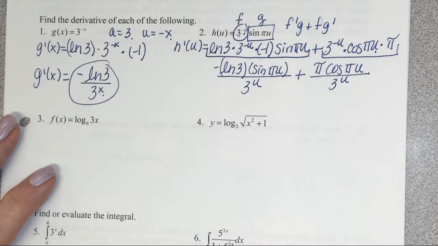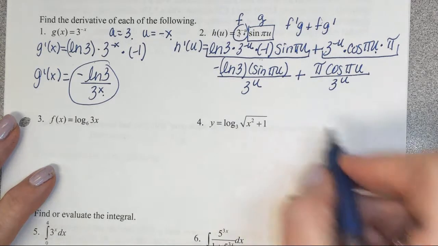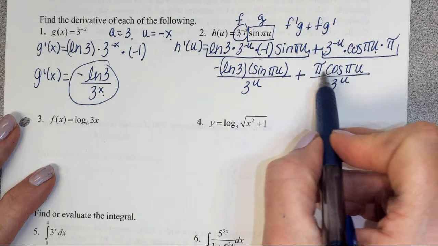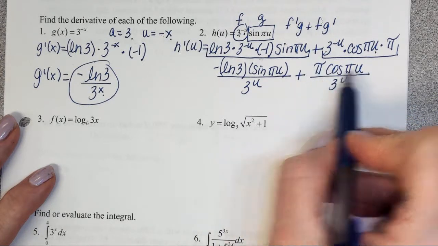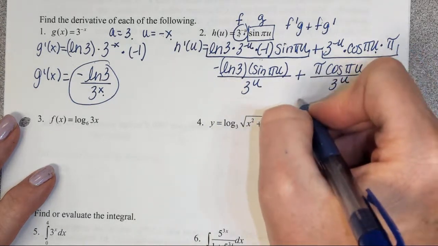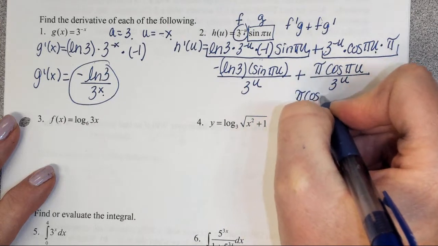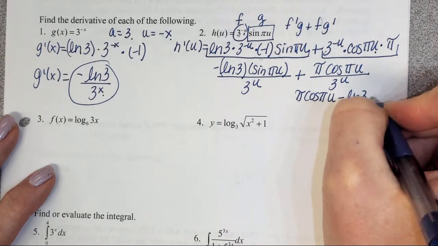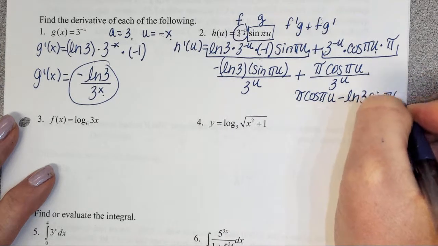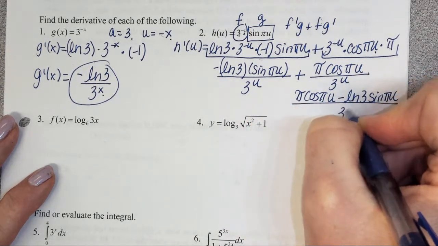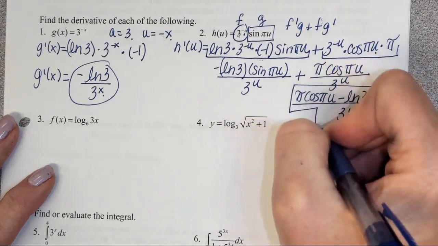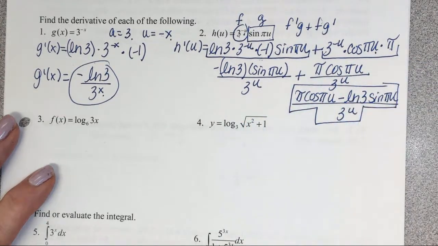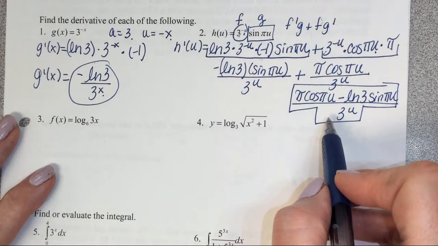Do I have a common denominator so I can just write it as one value? I do. What our book would probably do, since this is a positive term and this is a negative term, they'd probably write it like this. Pi cosine pi u minus the natural log of 3 sine pi u all over 3 to the u. So all of that just simplifies down to this.